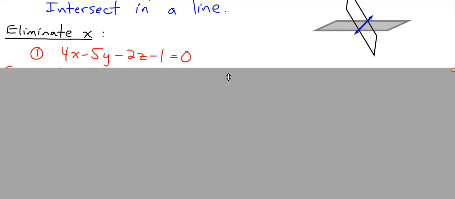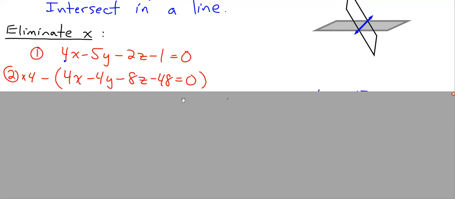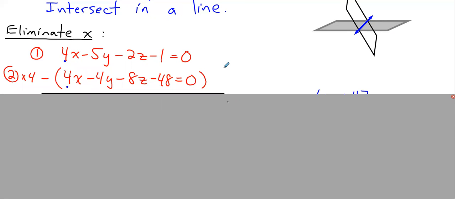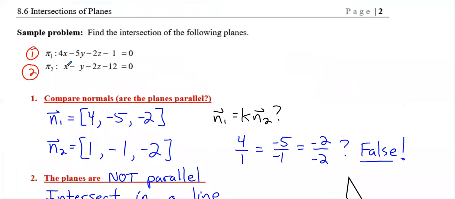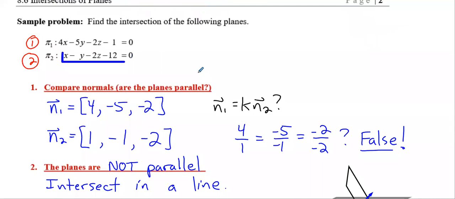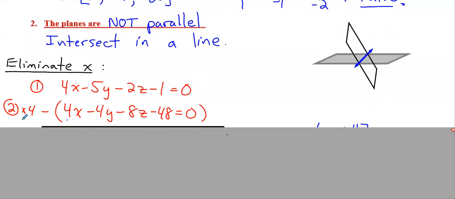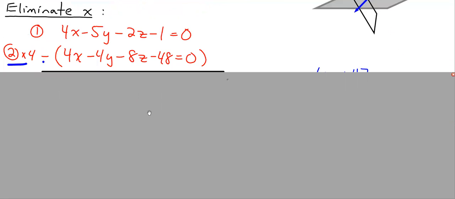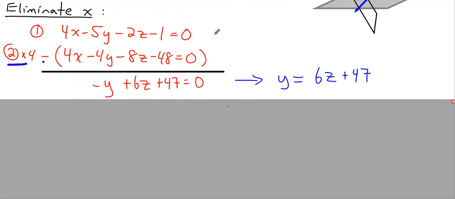So if we're going to eliminate x, I have a coefficient of 4, so I want to make sure I have a coefficient of 4 in the other equation. And since the coefficient currently is a 1, I'm going to multiply everything in that second equation, or of the plane, by 4. And then I'm going to subtract. So this is just doing an elimination process like you would back in the grade 10 program. And you come up with an equation.